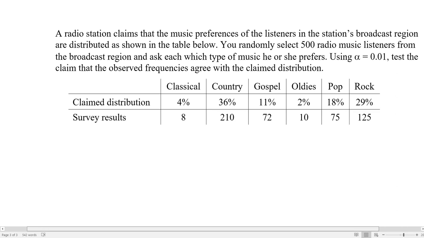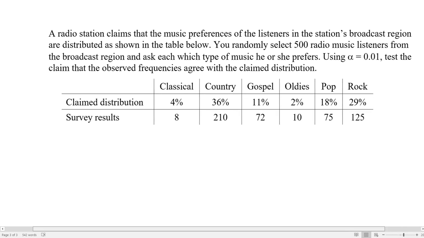Radio station claims music preference of the listeners in the station's broadcast region are distributed as shown in the table below. You randomly select 500 music radio listeners from the broadcast region and ask each which type of music he or she prefers. Using an alpha of 0.01, test the claim to observe that the observed frequencies agree with the claim distribution. Now this one's different, right?